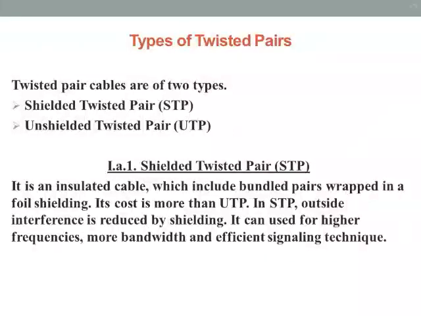Twisted pair cables are of two types. First one, shielded twisted pair or STP. Second one, unshielded twisted pair or UTP. Shielded twisted pair is an insulated cable which includes bundled pairs wrapped in a foil shielding. Its cost is more than UTP. In STP, outside interference is reduced by shielding. It can be used for higher frequencies, more bandwidth, and efficient signaling technique.